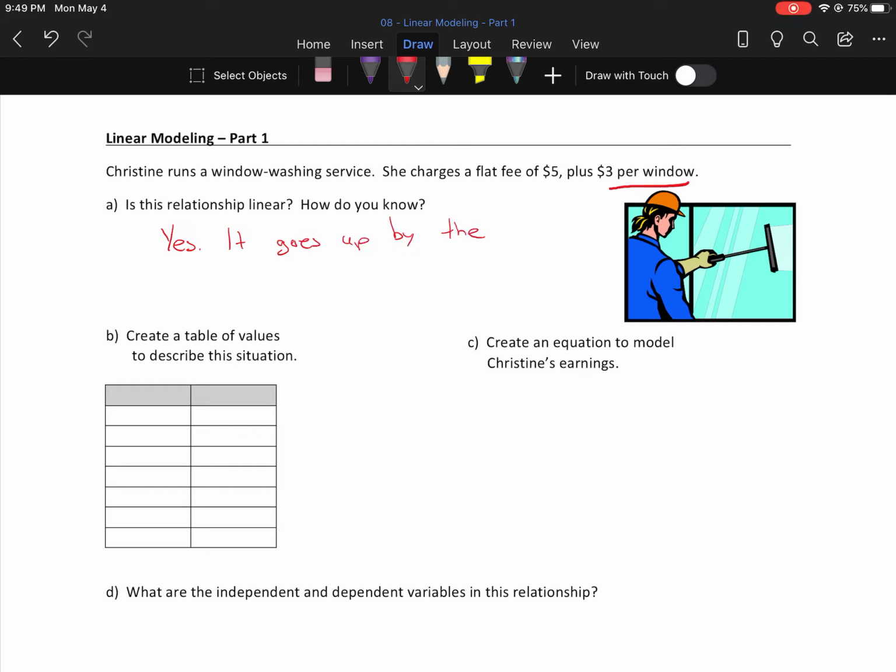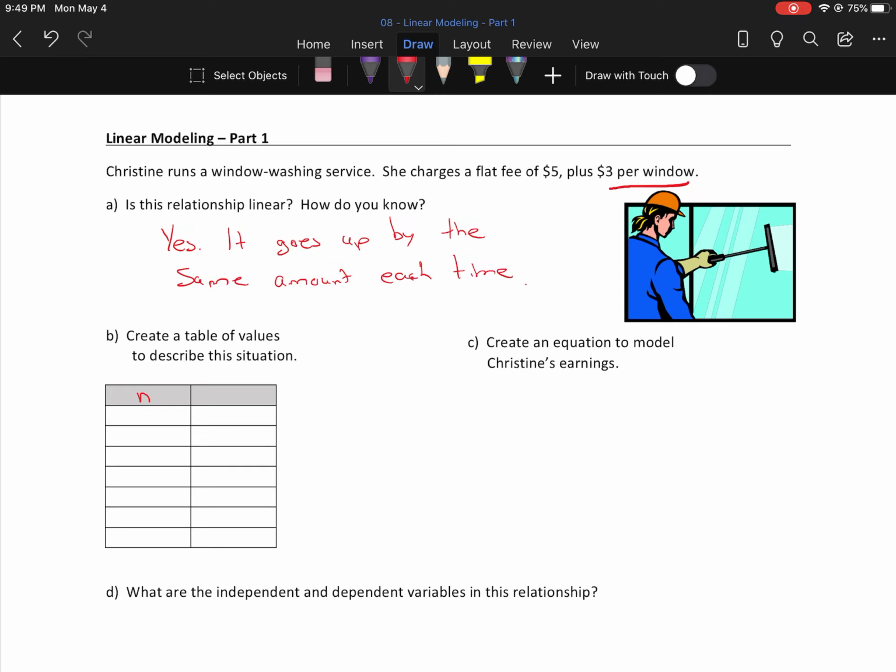Yes, it goes up by the same amount each time. And we talked about that at the start of the chapter. We've used that all the way through the chapter, and now it's come full circle. We want to talk about it again. It says create a table of values. So this is where the modeling comes in. We're going to try to take this situation and put it into some mathematics, and that's the modeling. We're taking a situation and we're going to make a model of it that we can use using math.